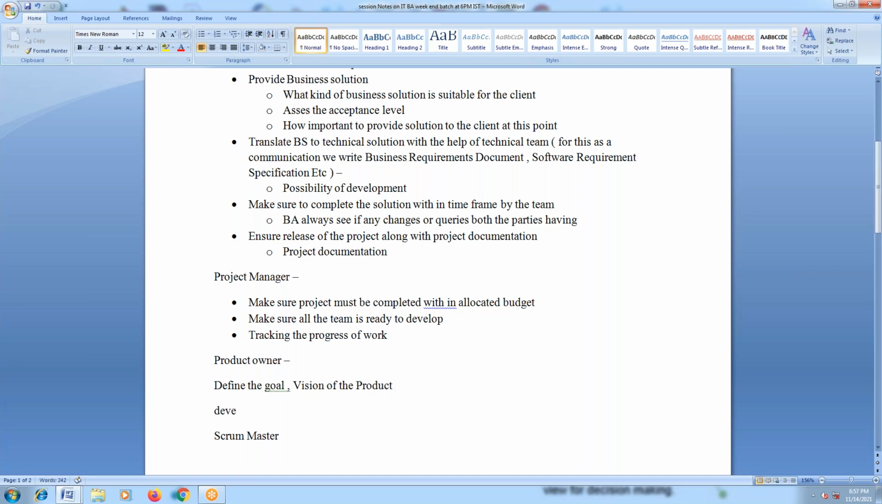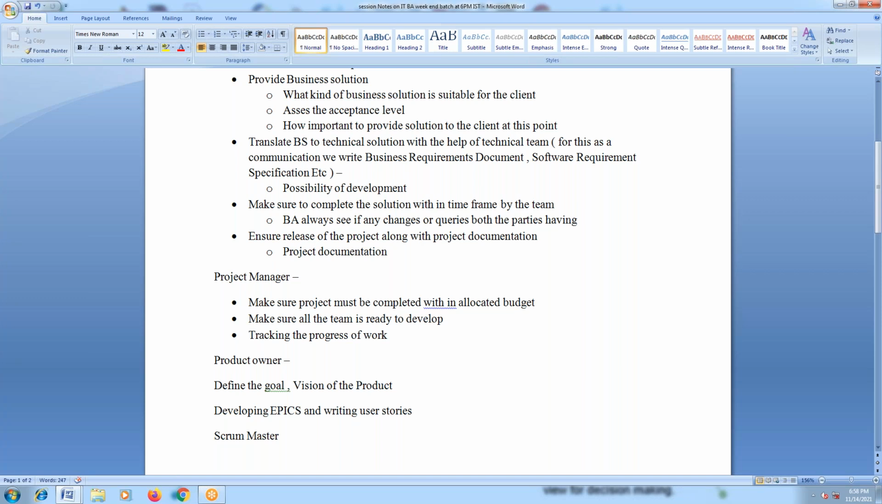Next, developing epics and writing user stories. A user story is nothing but a short way of explaining the requirements. This is what we call a user story. It means that instead of writing BRDs, SRS, we write user stories.